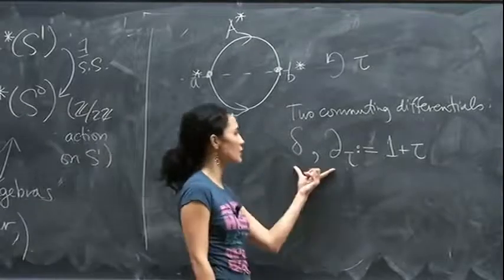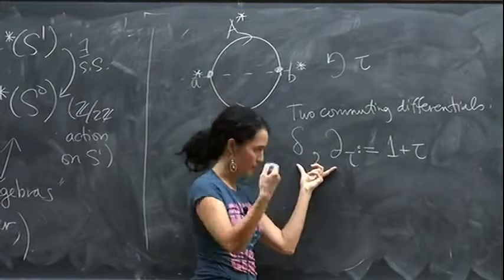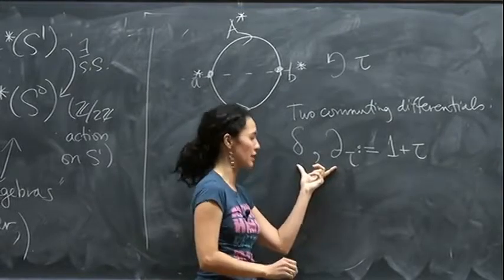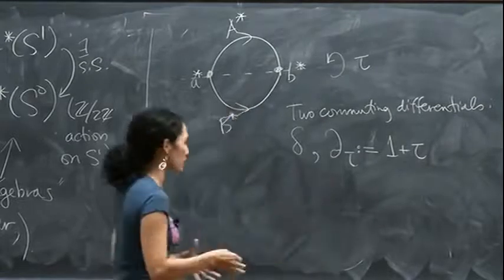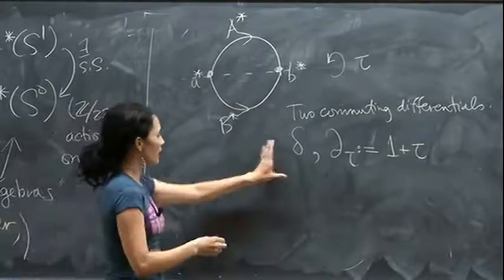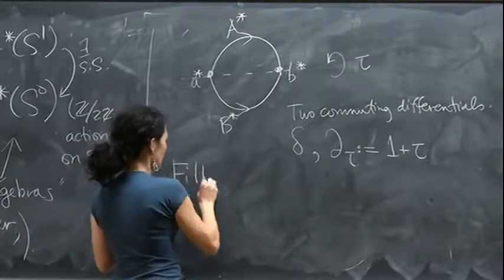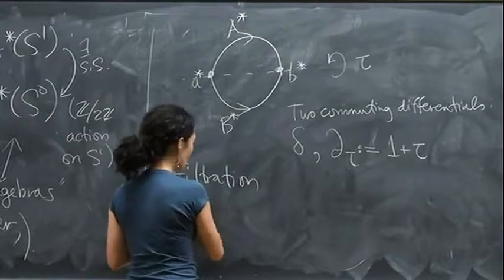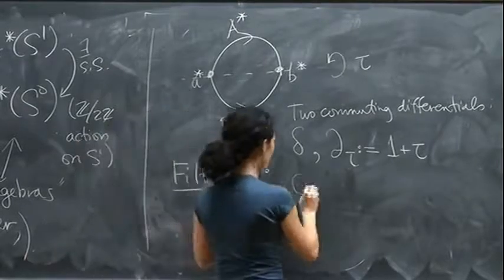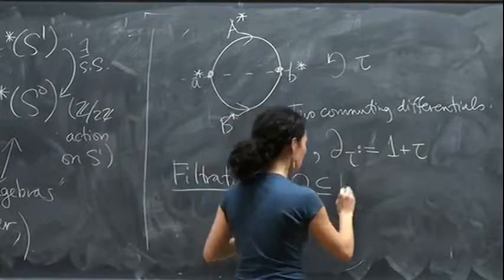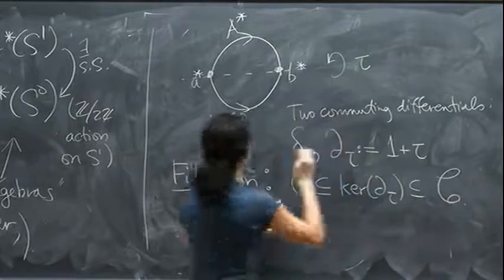Okay, so these two commuting differentials don't quite give you a bicomplex. From a bicomplex you just naturally get a spectral sequence. They don't naturally give you a bicomplex because the gradings don't really work out. But what they do give you is a natural filtration. So you get a filtration on the complex, which is just a two-step filtration. Here's the whole complex.